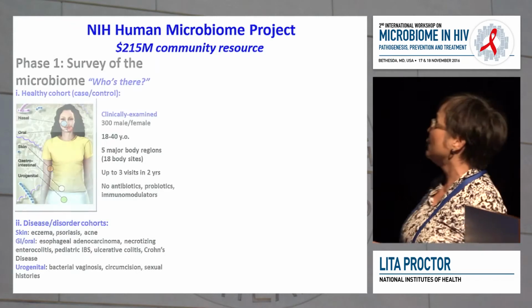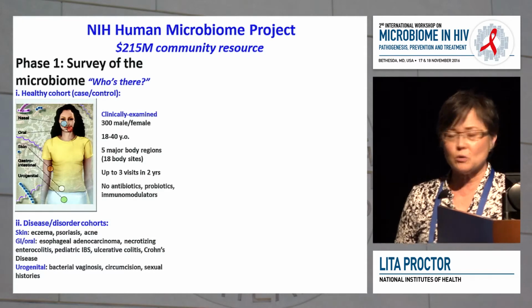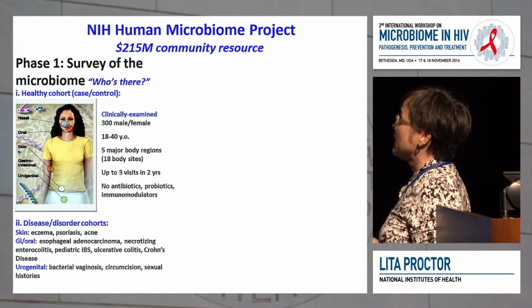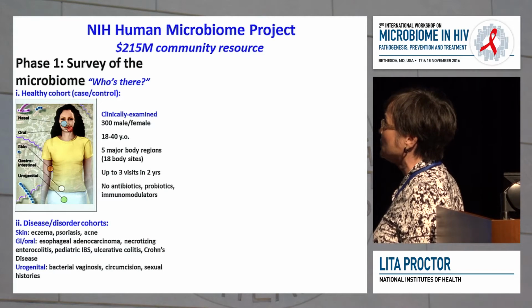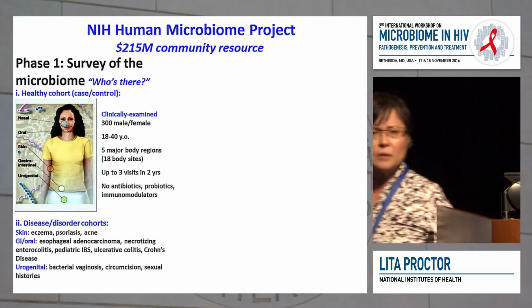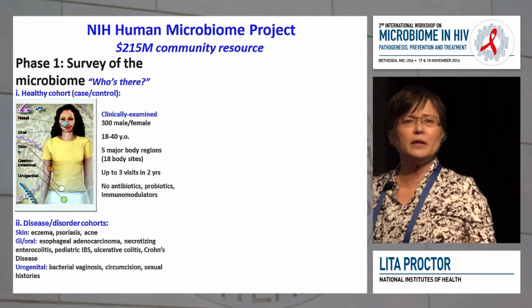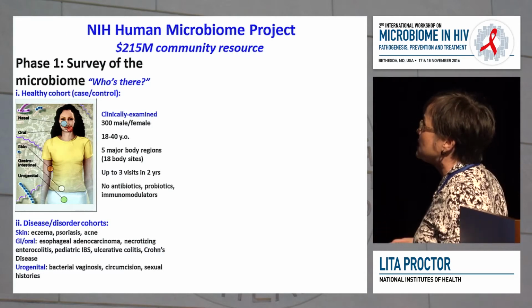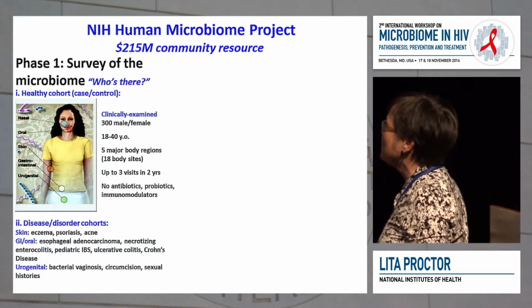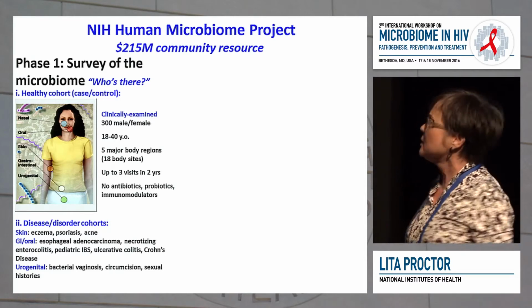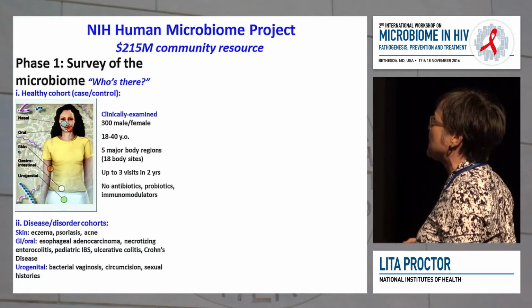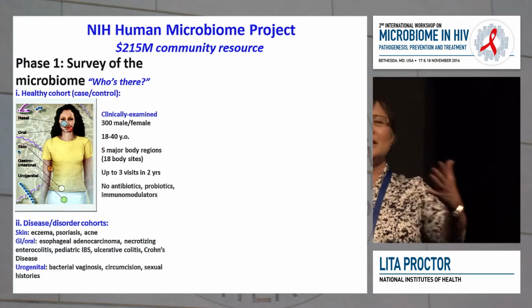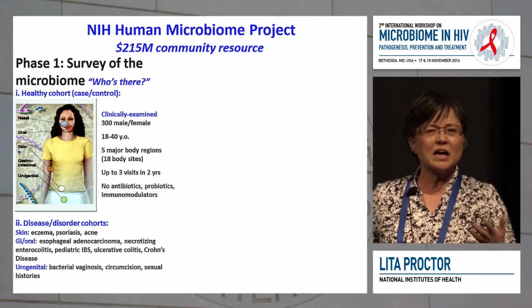I'm pretty sure you know about the first phase because it was the better known program. And the large question was, who's there? It was a case control study of a healthy cohort, a group of young adult men and women, who were clinically verified to be free of disease across these five major body regions. They were sampled simultaneously across these five major body regions, and they couldn't take antibiotics, probiotics, immunomodulators. They couldn't bathe 24 hours before a sampling event, that kind of a thing.